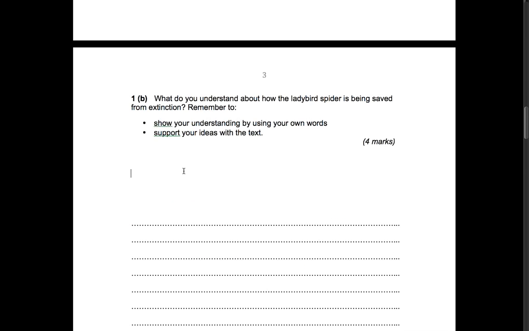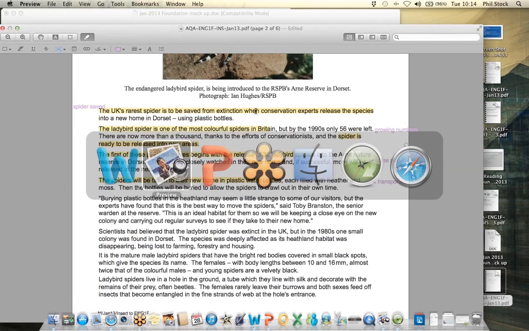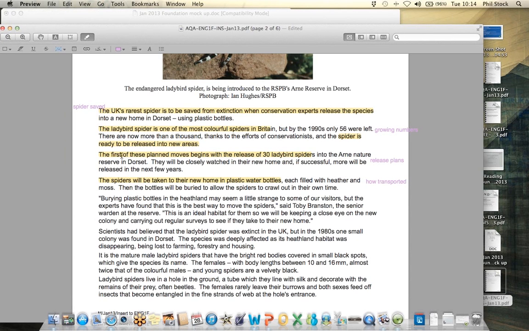You need to use quotations, short quotations ideally, but you also need to be able to say things in your own words. So what do we learn about how the ladybird spider is being saved? Well, if we go down and look in our margins, we've got the fact they're being saved early on here. Well, that's not going to be terribly relevant. This is more about the growing numbers and how they've been saved in the past. So I think we're really more interested in future plans.